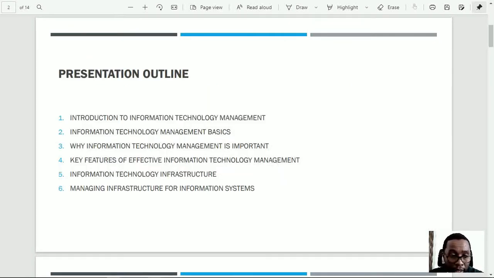Today's presentation will have this outline whereby we'll look at the introduction to this topic, and then after that we'll talk about some basics that are important for us to understand IT management, and then after that we'll talk about the reasons why IT management is important and some key effective features for IT management, and then finally we'll look at IT infrastructure and how it can be managed.